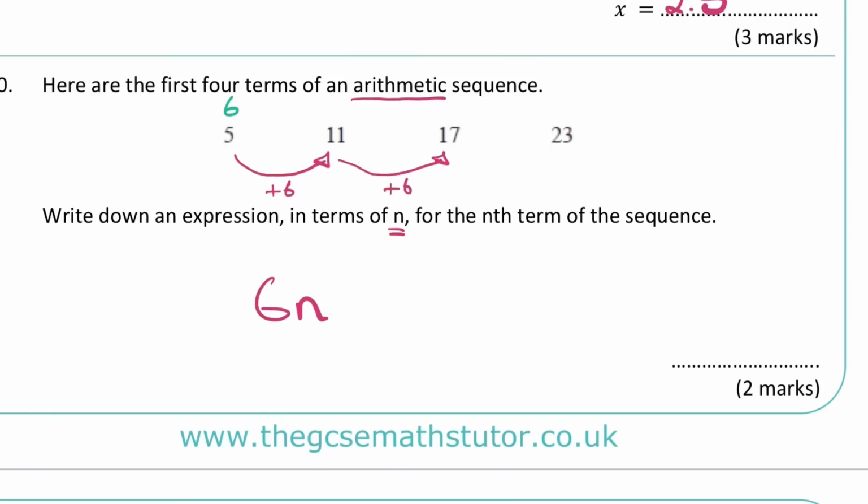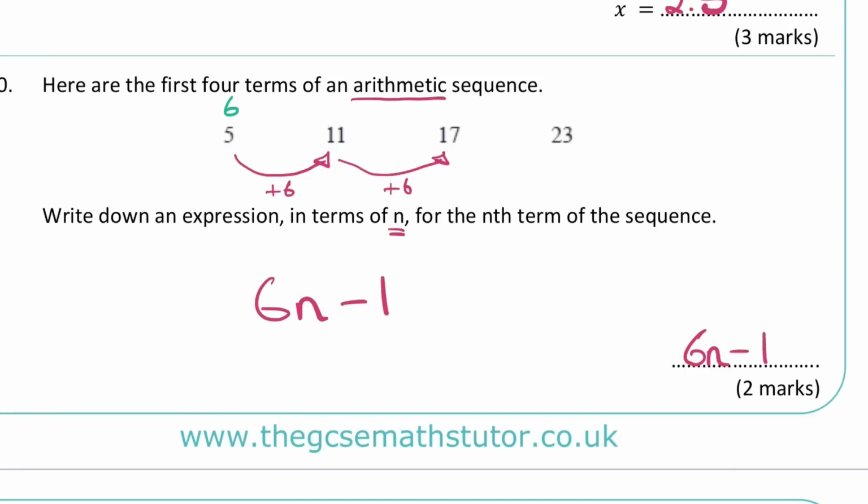But thinking logically, the 6 times table starts with 6. Our sequence here starts with 5. So it's not the 6 times table as it's one smaller. So to write one smaller, we just write minus 1. So it's the 6 times table minus 1.